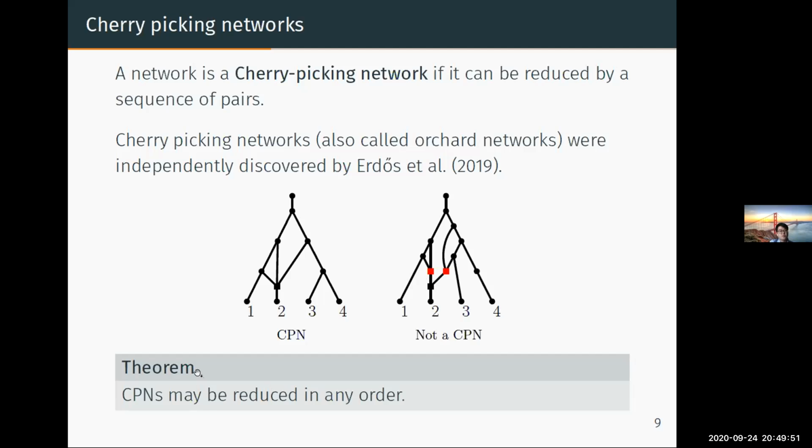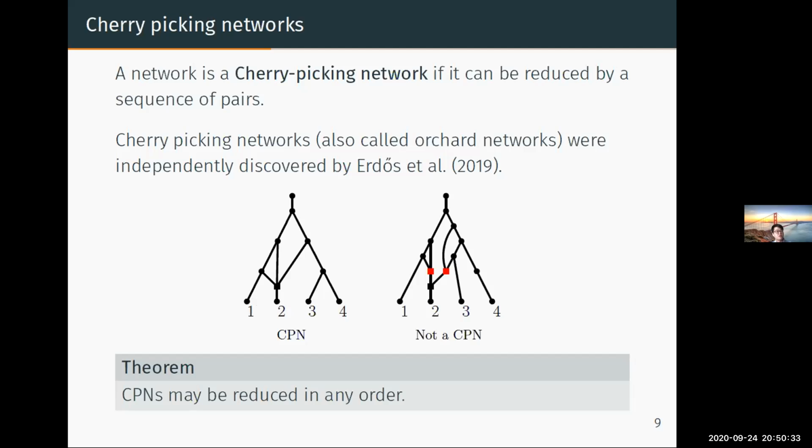And what we showed in this paper and what Erdős et al. showed in their paper was that actually, if you have a cherry-picking network, then it can be reduced in any order. So what do I mean by this? Well, here you have the reticulated cherry 2, 1 or 3, 4. In the previous slide, we started by picking 3, 4, but we can also find a sequence of pairs that starts with 2, 1 and still end up with a sequence that reduces the network. So if it's a cherry-picking network, there's always a sequence and you can always pick it in any order.